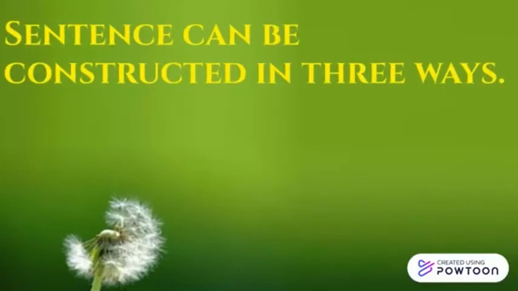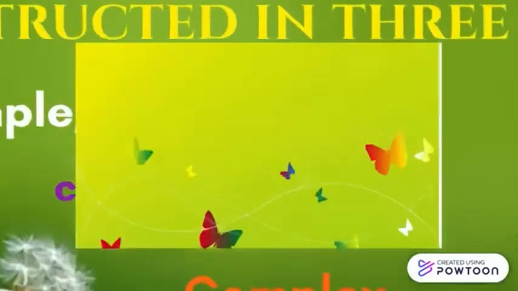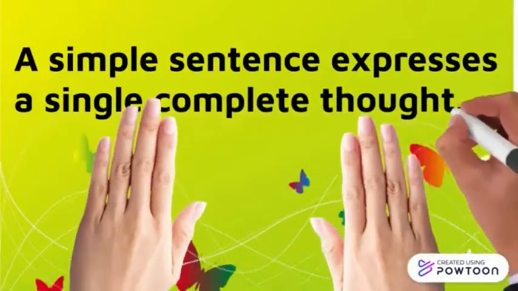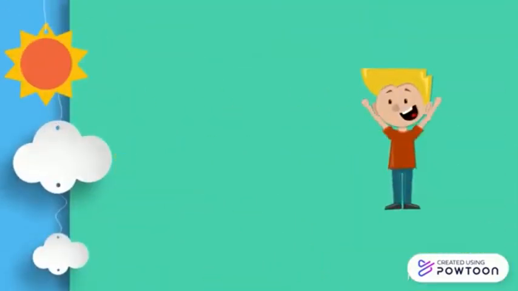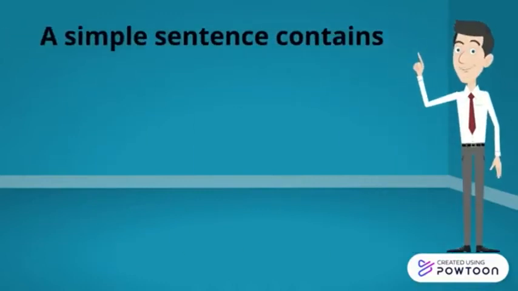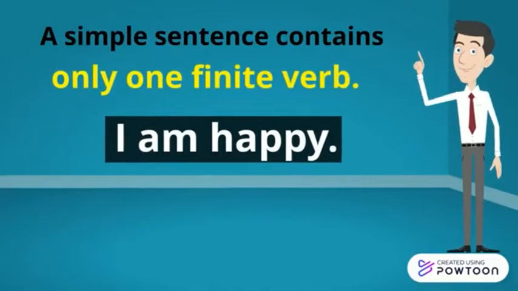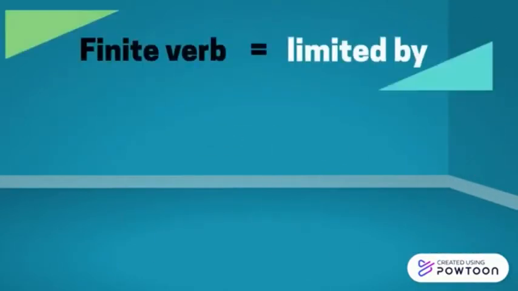Sentences can be constructed in three ways: simple, compound, and complex. A simple sentence expresses a single complete thought. For example, I am happy. A simple sentence contains only one finite verb. In the sentence I am happy, am is the finite verb. Finite verbs are limited by person, time, and tense.